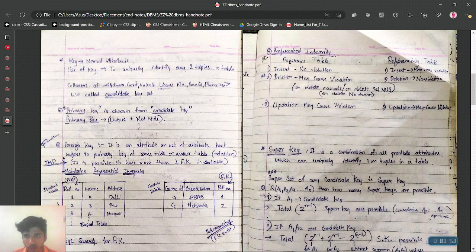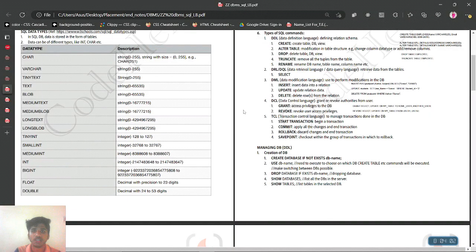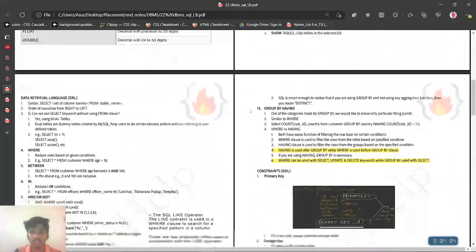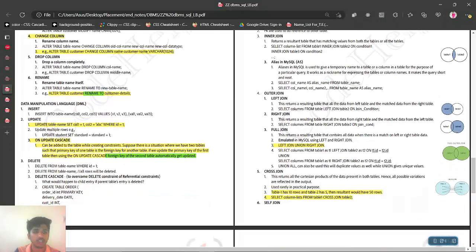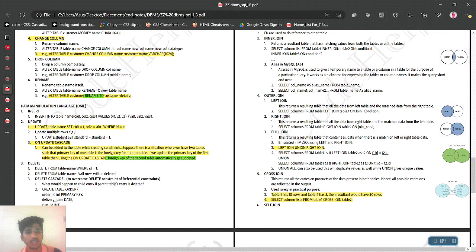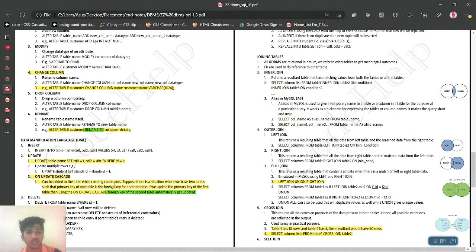Updation can cause both problems. Here we have to consider the case for one minute. Okay, so here we have on delete cascade. What will happen if the parent table is deleted? Here we have on delete cascade and on delete set null.